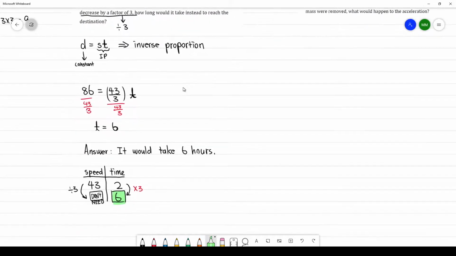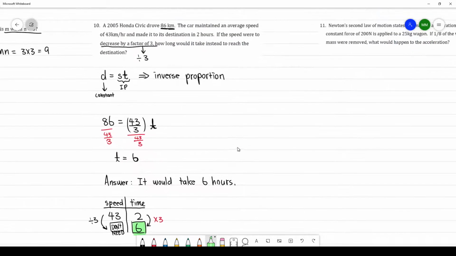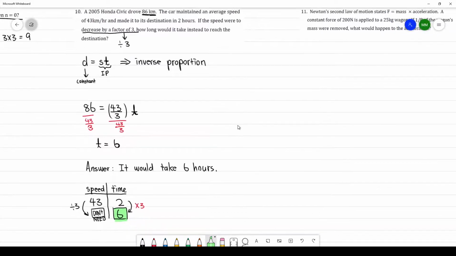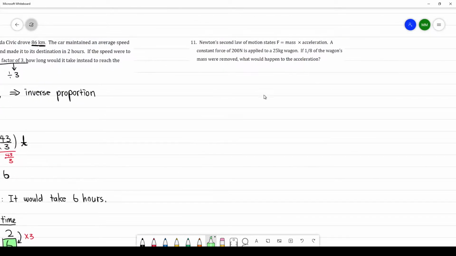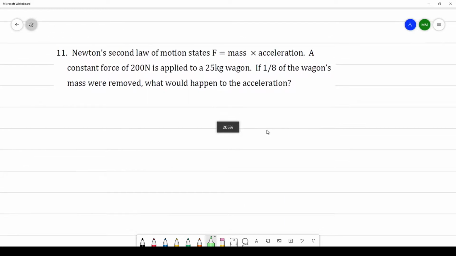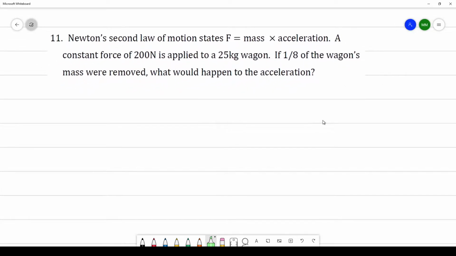So that is number 10. The answer is 6 hours in case you got the wrong answer and you wonder why. So number 11. Now this one is a bit tricky, I think.